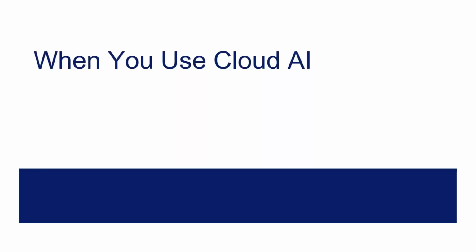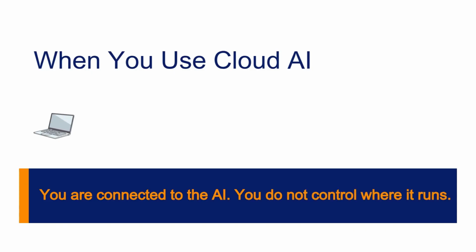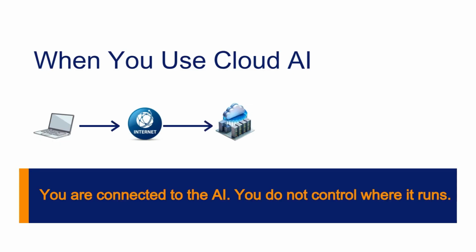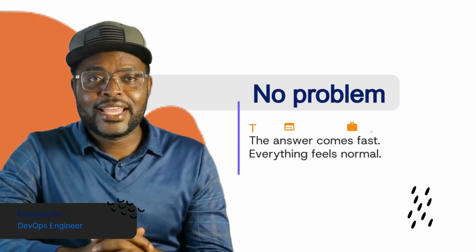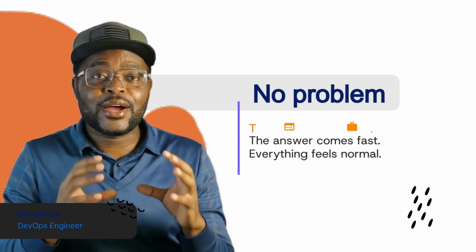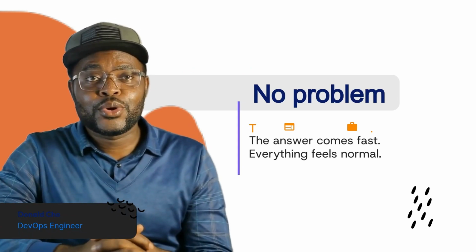Let's start. When you use most AI tools online, the AI is not really running on your laptop. It is running somewhere else on the internet, inside another company's data center, using somebody's model and under another company's rules. Your device is only connecting to it. And for many people, that does not feel like a problem at the beginning. The website works. The answer comes fast. Everything feels normal.